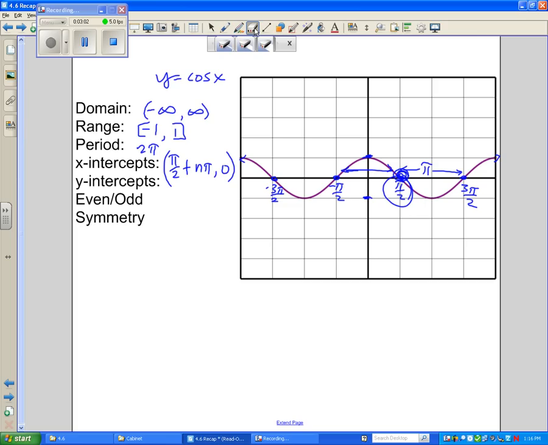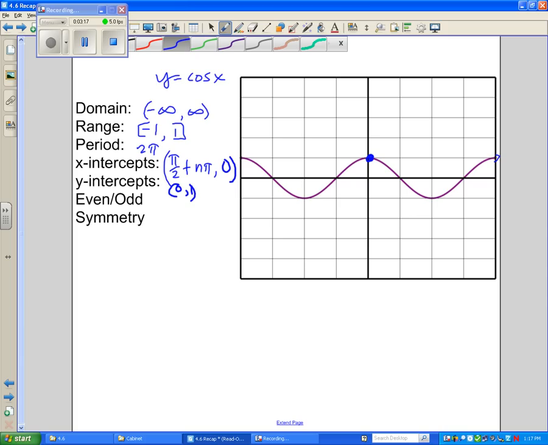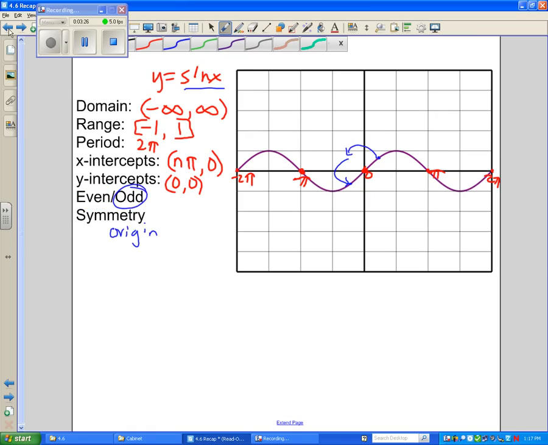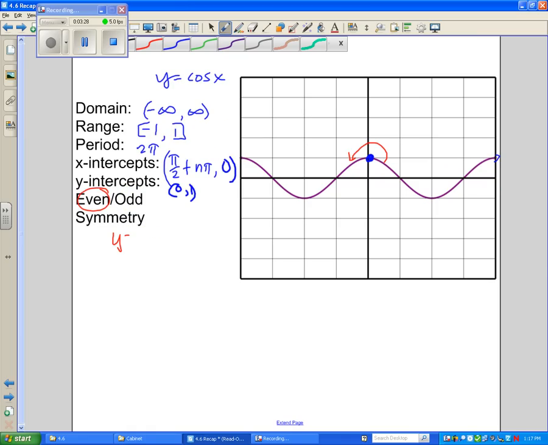Notice we're talking about intercepts here. Let me clean up my drawing. Oops. I'll just write that. All right, the y-intercepts, note that it's just simply where it crosses the y-axis. That's 0, 1. Is this even or odd? Remember that an even function can map itself if you just reflect it over the y-axis. This is even, whereas sine was odd. And the symmetry is, therefore, the y-axis.